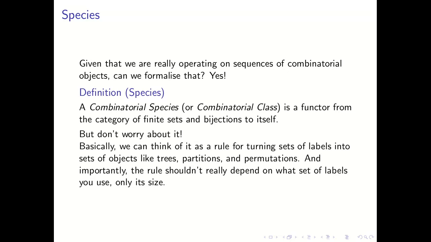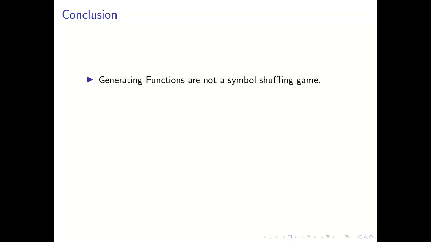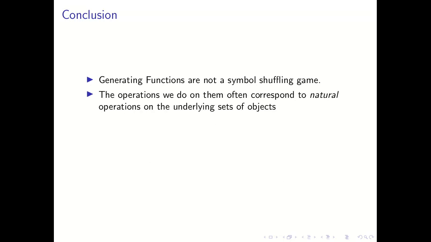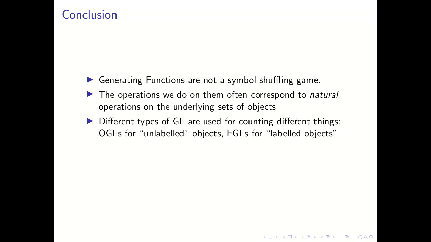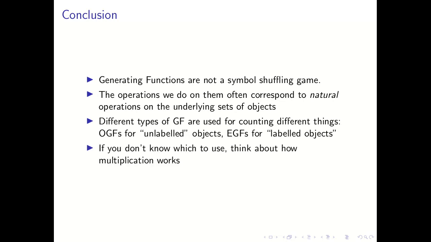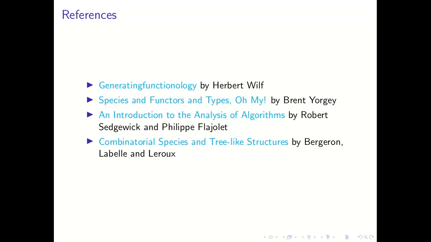So yeah, in conclusion, generating functions are not a symbol shuffling game. The operations that we would do on them correspond to natural operations on the underlying sets of objects. And I hope I've demonstrated that at least a little bit. Different kinds of generating function are used for counting different things. OGFs for unlabeled objects, EGFs for labeled objects. And if you don't know which to use, think about how the multiplication works. So that's pretty much everything I'm going to say. Hopefully you now agree that generating functions are not artificial or a waste of time.